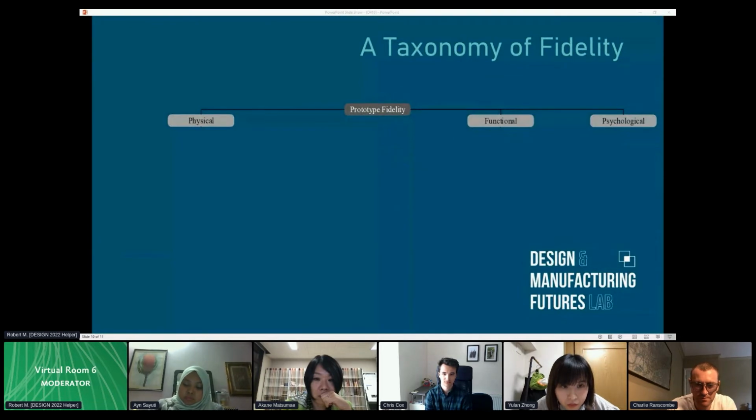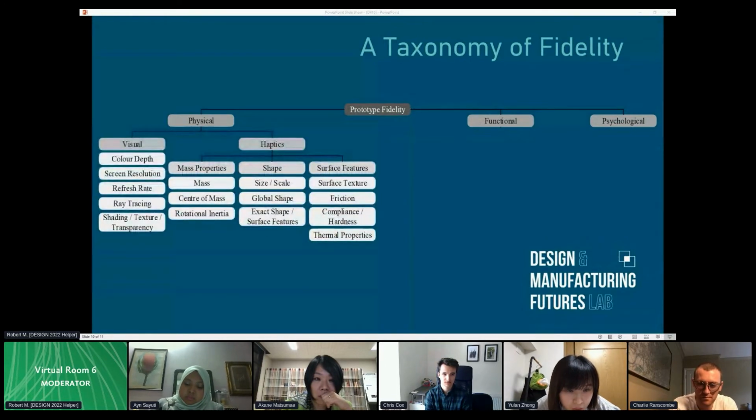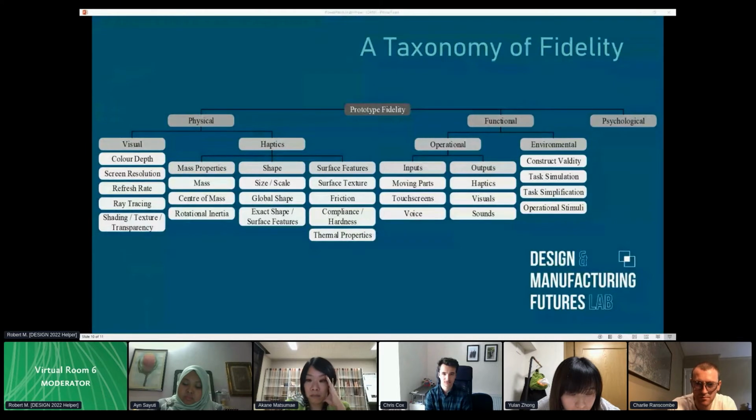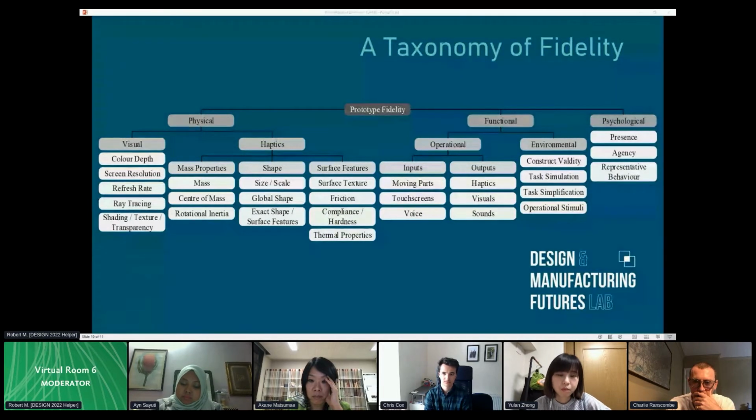Within these three main categories, we've identified a number of subdimensions that can be used to further specify the exact fidelity profile of a mixed reality prototype. Within the physical dimension, we break down the subcomponents of the haptic and visual categories that make up the appearance and feel of a prototype. Within the functional dimension, the way in which a prototype operates and responds to user inputs is broken down, as well as the way in which the prototype emulates the stimuli in the operational environment of its intended use. Finally, within the psychological dimension, the two key aspects of user presence and agency are highlighted, as well as the importance of representative behavior. By breaking down fidelity into these components, it is much easier to evaluate the fidelity profile of a prototype and to create a clearer target of fidelity for a prototype that is being created.